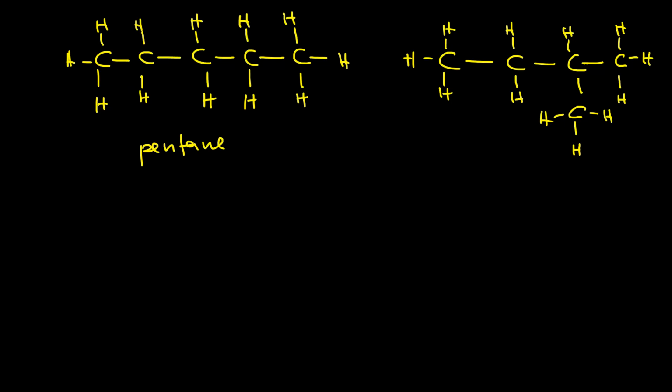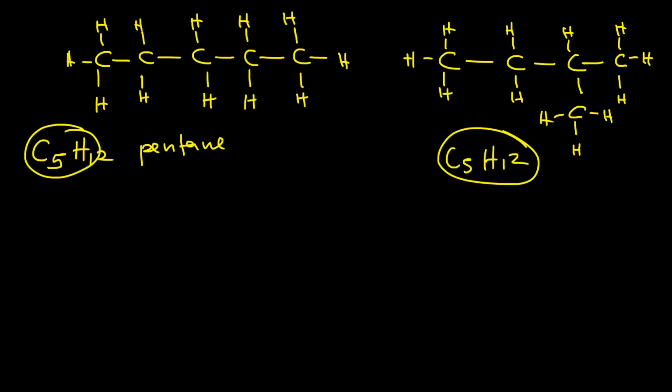So now this also has 5 carbons. If I were to write the molecular formula, it would be C5, and how many hydrogens? Should be 12. So H12. If I were to count this also, how many? C5, H12. So the molecular formula is the same, but of course the structure differs. The first one is pentane, but the other form of pentane, we need to write its name.